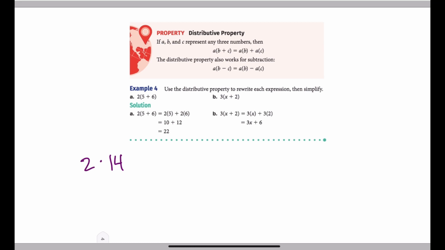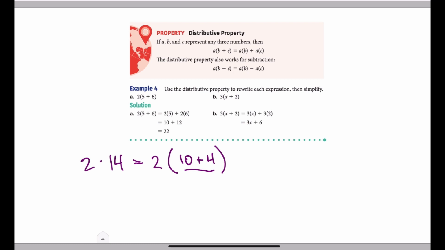Here's what I can do. I can break that down into its component parts. So I can say, okay, well, 2 times 14 is actually the same as 2 times (10 plus 4). Here's what's neat about this. 10 plus 4 is 14. So I could add those two. 10 and 4 is 14. And the parentheses just mean multiplication. So I could get back to what I had.